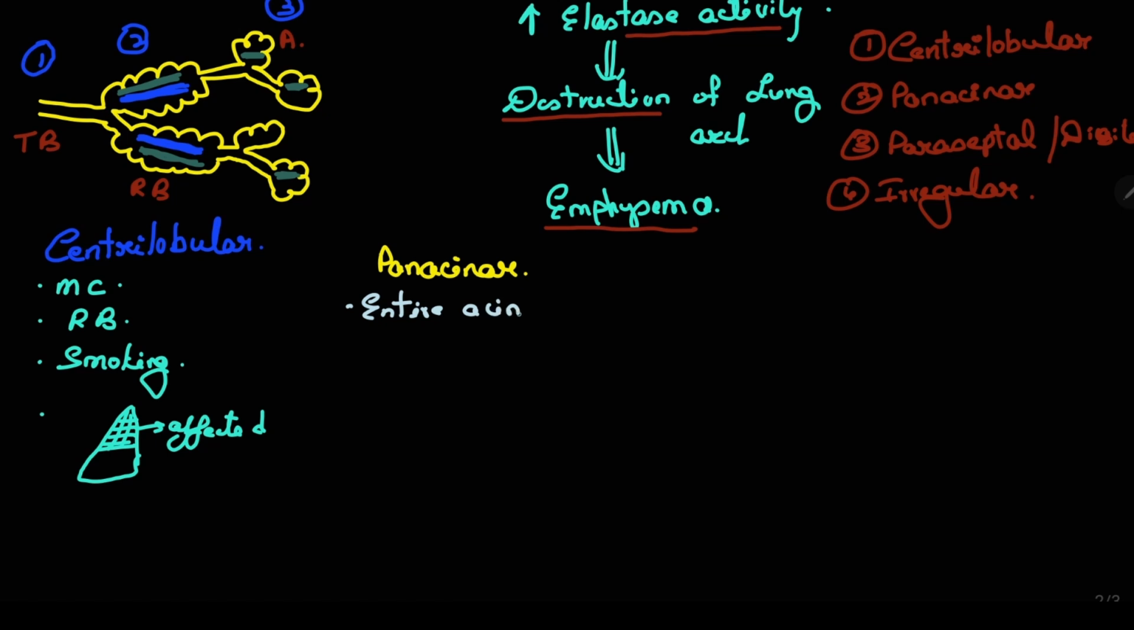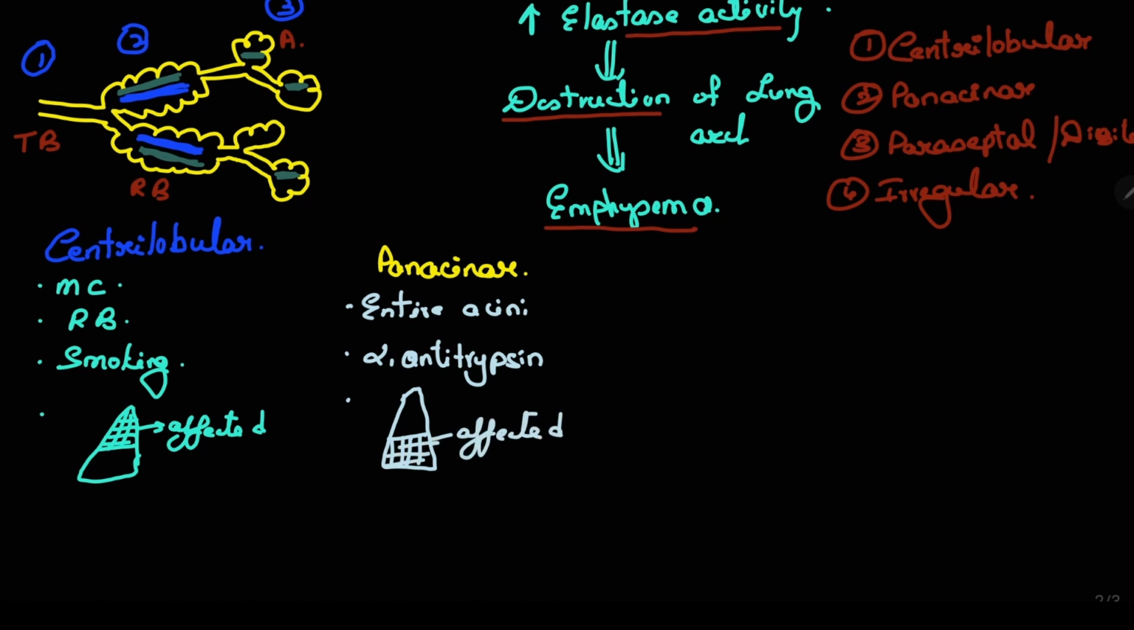Entire acini is getting affected. And the next one is, what is the reason? Reason is nothing but the deficiency of alpha-1 antitrypsin enzyme. So this is the main reason of getting pan-acinar. And next one is, if this is a lung, majorly the lower lobe of the lung is getting affected.